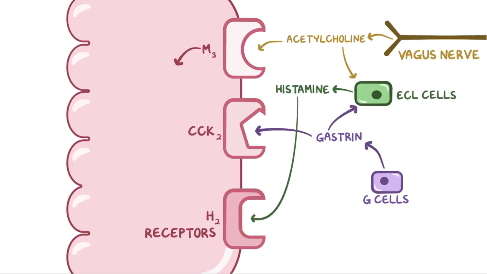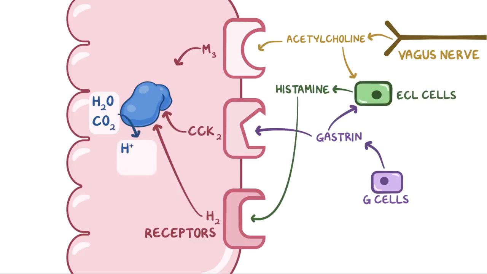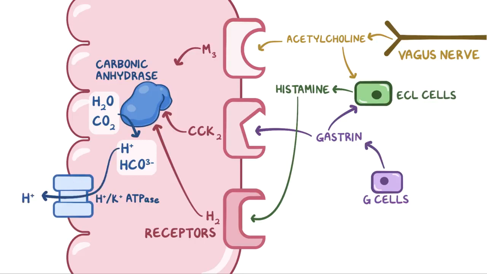Activation of M3, CCK2, and H2 receptors increase the conversion of H2O and CO2 to hydrogen ions and bicarbonate, via carbonic anhydrase. The hydrogen ion is then pumped out of the cell and into the stomach via the hydrogen-potassium ATPase pump. These hydrogen ions combine with chloride ions to form hydrochloric acid and decrease the pH of the stomach.